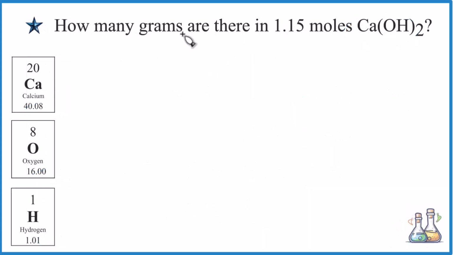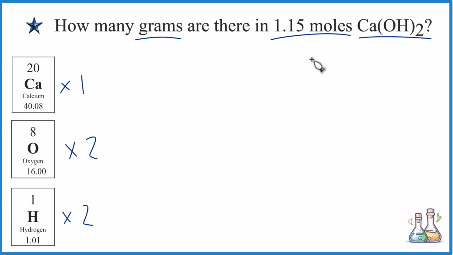The wording's a little different, but we're looking for grams and we're given moles of calcium hydroxide. Pause, figure out how many grams we have. So one way to think about this is we have 1 calcium, and then the 2 goes to everything in parentheses. So 2 times the 1 oxygen and 2 times the 1 hydrogen. Then if you add all these up, you'll end up with a molar mass of 74.1 grams per mole. And you can see right away we have 1.15 moles.